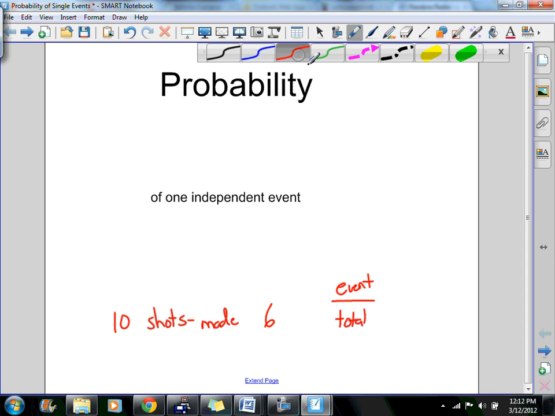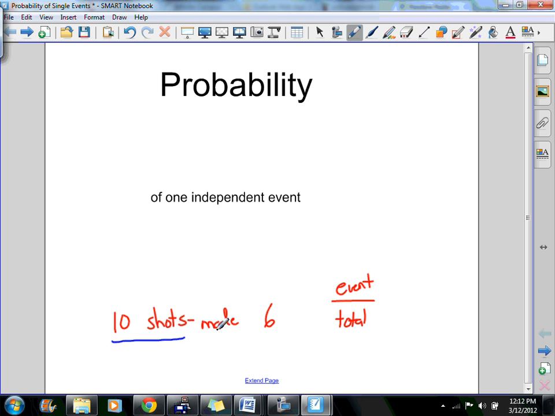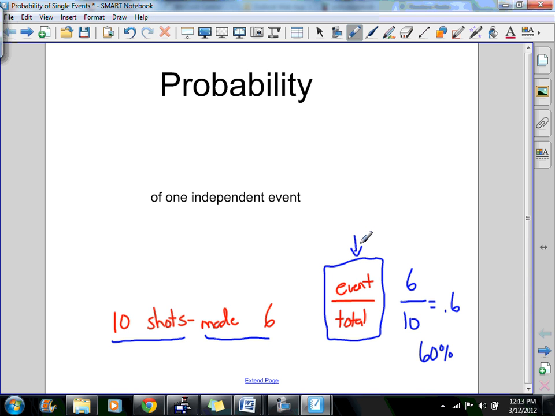So if I decided to shoot some baskets and I shot 10 total shots and I made a total of 6, in order to find probability, we do this fraction, event over total. The event here is how many baskets I made, which is 6. The total number of shots was 10. And if I decided to turn that into a decimal, it would be 0.6, and a percent is 60. So I have a 60% probability of making baskets in this case. Okay, so that's what we're working with. Always event over total. Always the event on top, total on bottom.